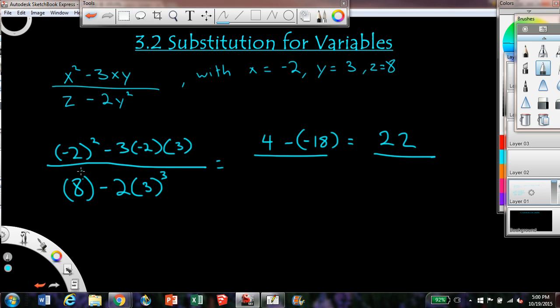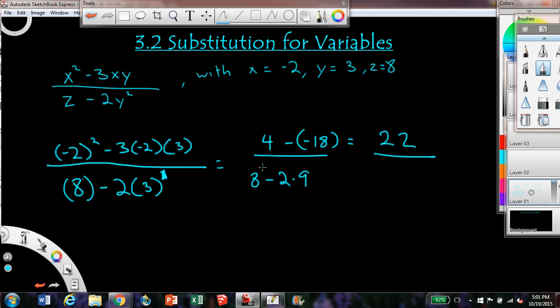Okay, down on the bottom, let's do the 3 first. So I've got 8 minus 2 times 3. See, now this is where you make mistakes, or where I made a mistake. y was supposed to be squared. For some reason, I tried to raise it to the third power here. Now, let's fix that. So this is going to be minus 2 times 3 squared, minus 2 times 9.